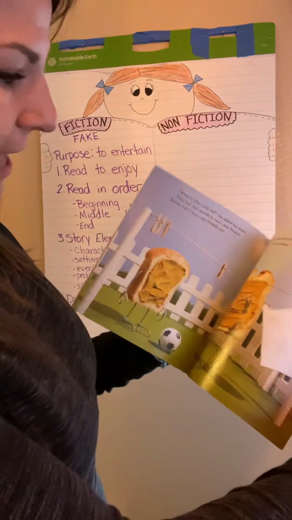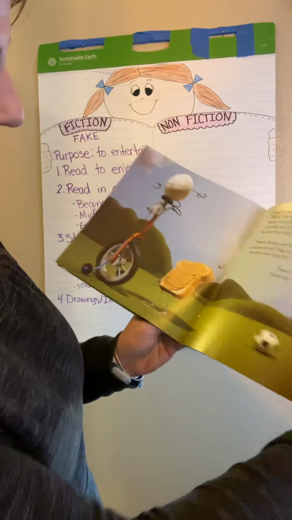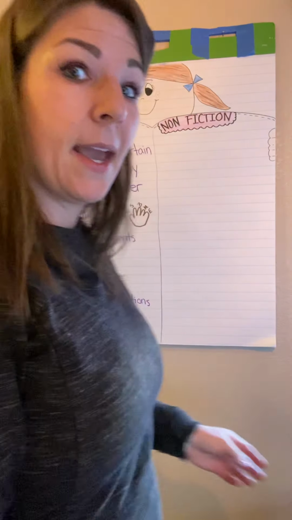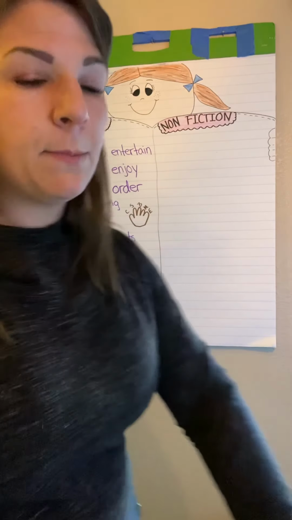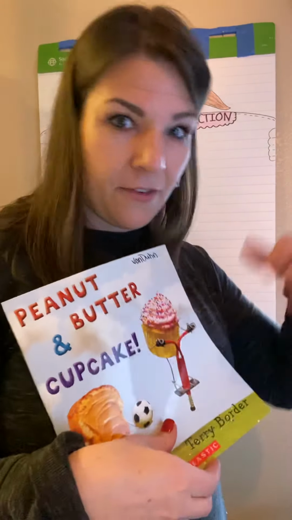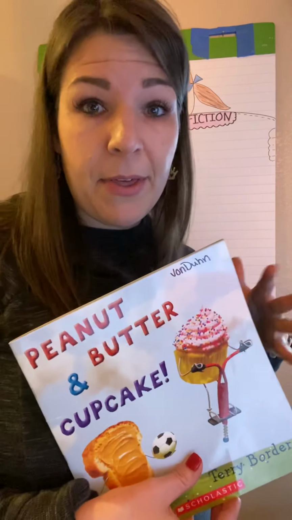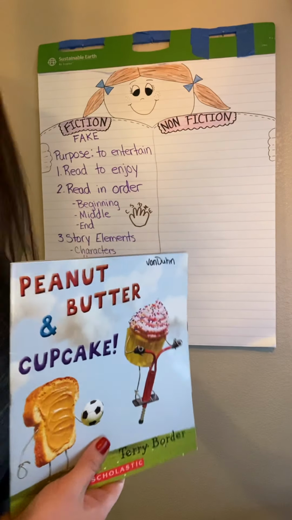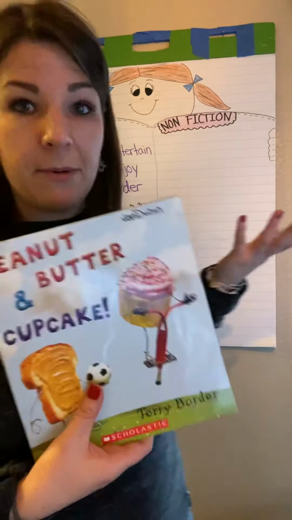There's settings, so we can tell on each of these pages where the setting is. It looks like on almost every page, they're outside, they're outside, they're outside. So it has a setting, okay? Events. In this book, if you were to read it, you'd know the events were peanut butter just moved, needed new friends, tried to ask all these different people to play with him, and no one would play with him. And in the end, he met Jelly, and peanut butter and jelly go together, and they played together. So there were events. The problem was no one would play with him. The solution was Jelly played with him, okay?